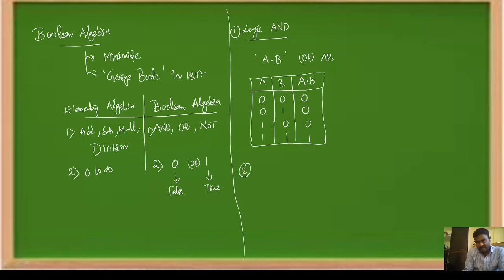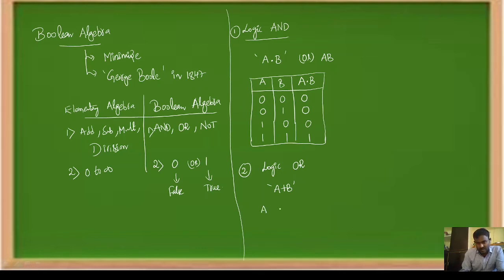Let me show you the second basic logic operation, which is logic OR. The logic OR operation between the two variables, capital A and capital B, is represented by A plus B. This is the notation used to represent the logical OR operation between two variables. If you have more than two variables, you can write A plus B plus C, like that.